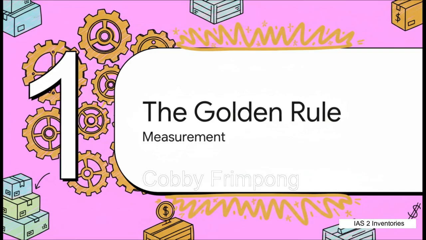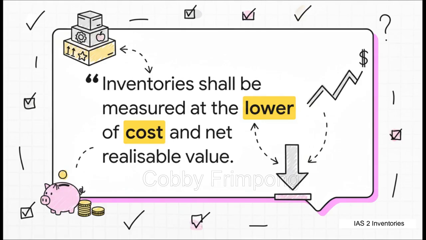inventory measurement. If you are going to take away one thing from this explainer, make it this: inventories shall be measured at the lower of cost and net realizable value. This is the absolute heart of IAS 2. Every single calculation and every decision you make comes right back to this fundamental rule.